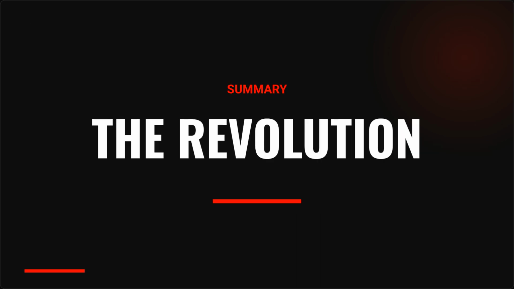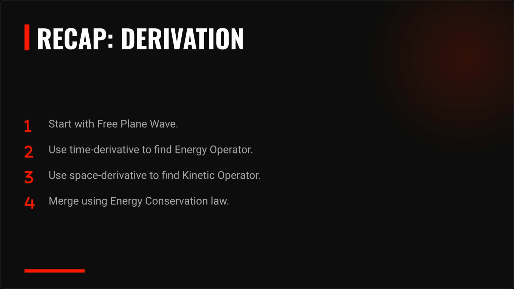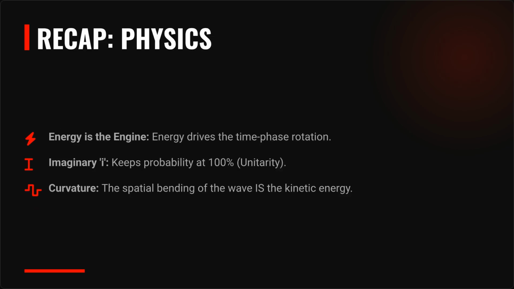Let's summarize the revolution we've covered. The derivation recap. Start with the free plane wave. Use time and space derivatives to find the energy and kinetic operators and merge them using energy conservation. The physics recap. Energy drives the time phase rotation. The imaginary i ensures probability conservation, and the spatial curvature of the wave is the kinetic energy.